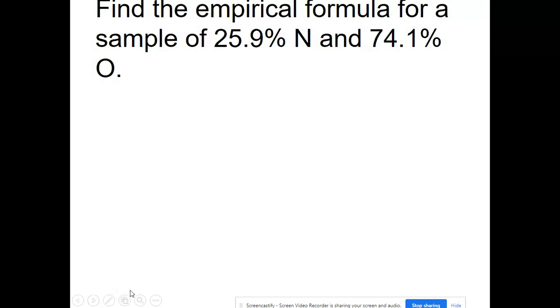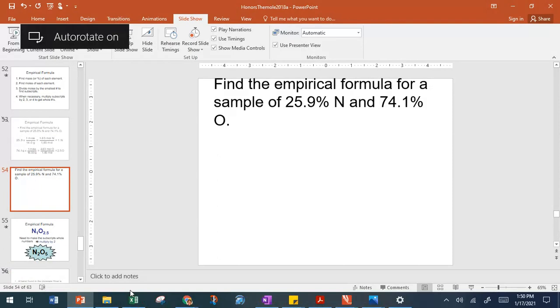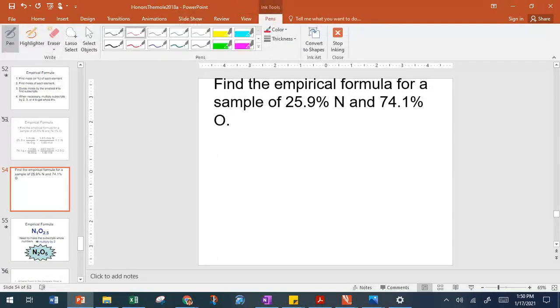Okay, so let's look at a problem. Here they're giving us the percent of each element in our compound. So what we're assuming when we do this problem is that we have 100 grams of material. If we did assume this, 25.9 grams would be nitrogen and 74.1 grams would be oxygen. So we're going to start out with these as grams instead of as percentages. And you can do this whenever you're given percentages.